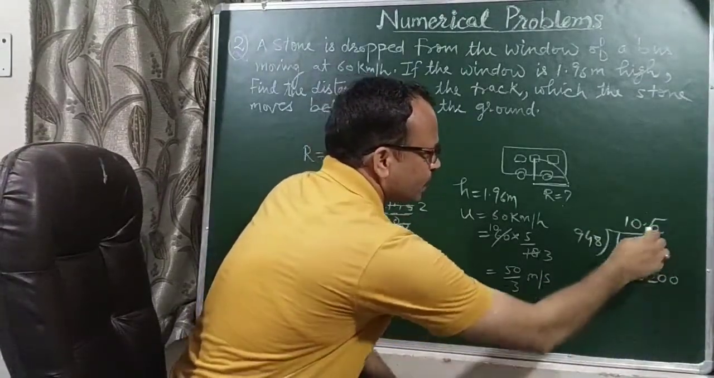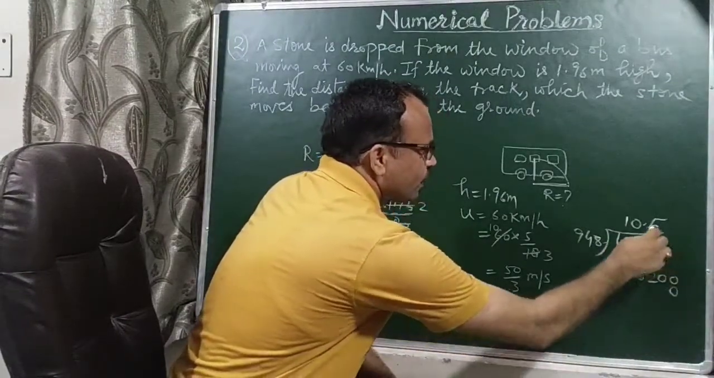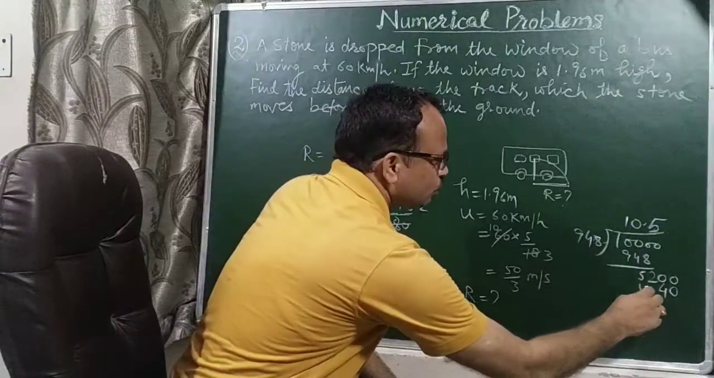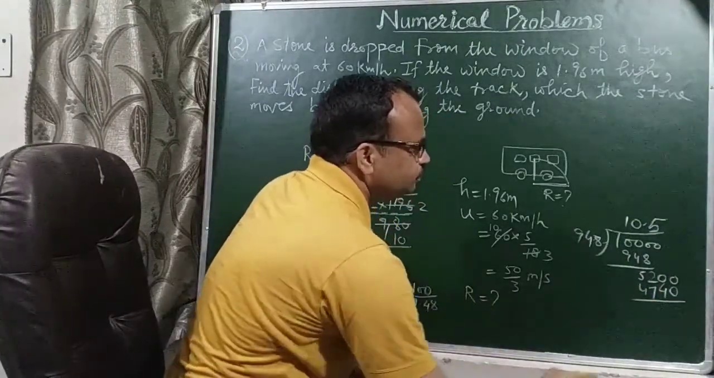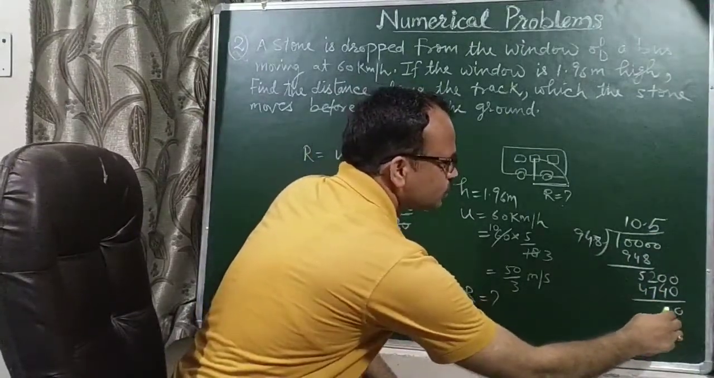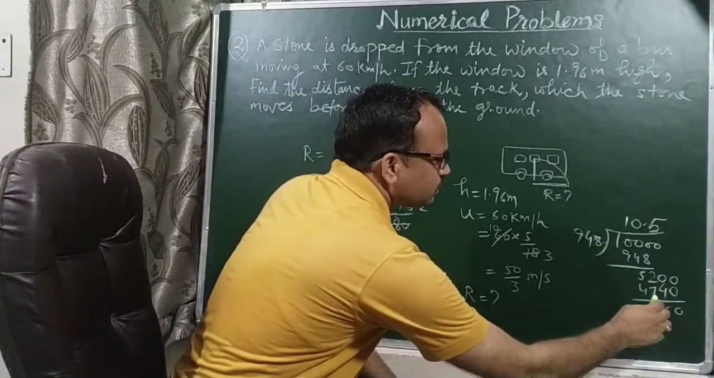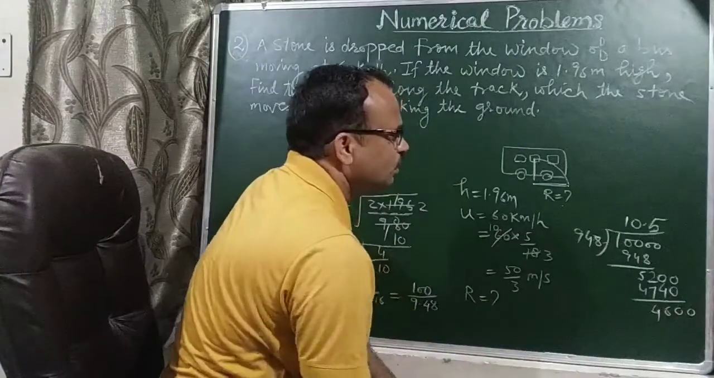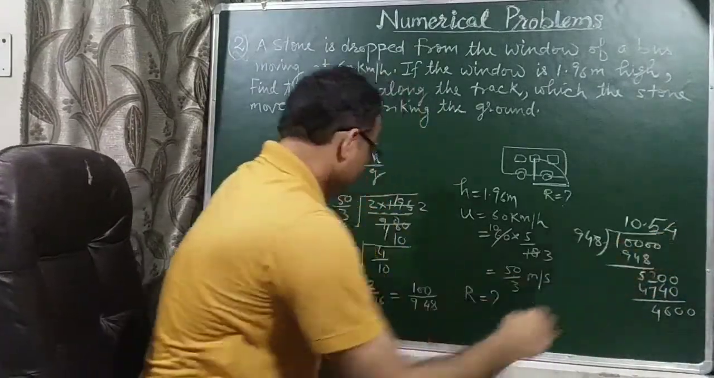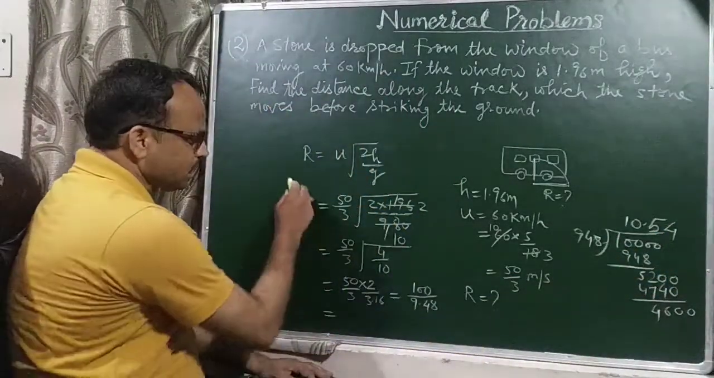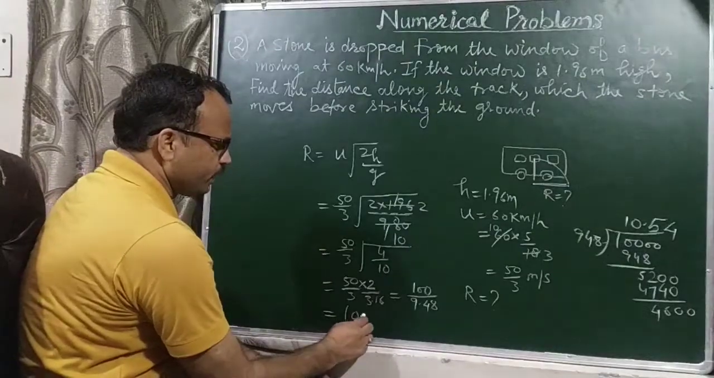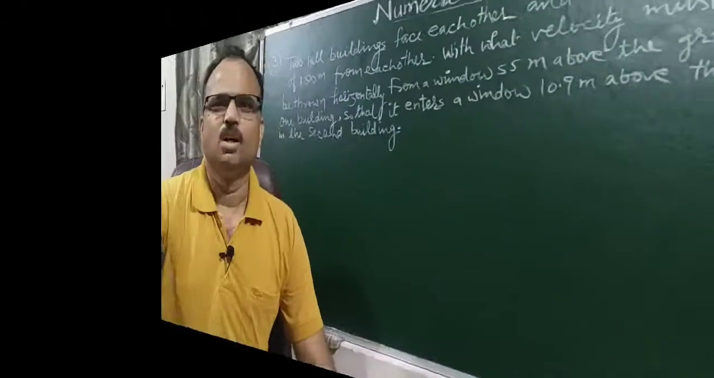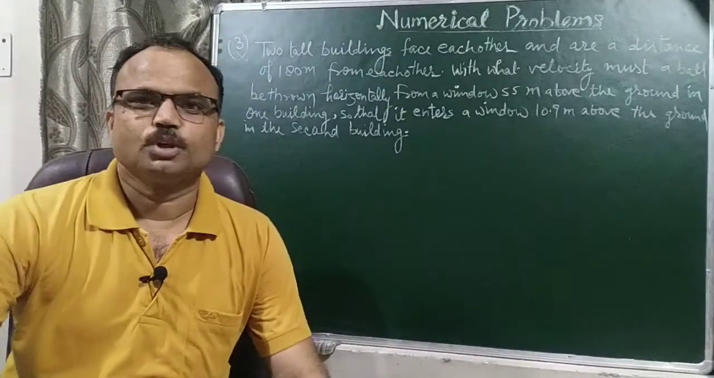5 10. So 5 8 is 44, 5 4 is 24, 24 2, or 5 9 is 45 or 47. Okay. So this 0, 6, 11 minus 7 means 4. Again 0 here. So the final answer will be, means r equal to 10.54 meter.